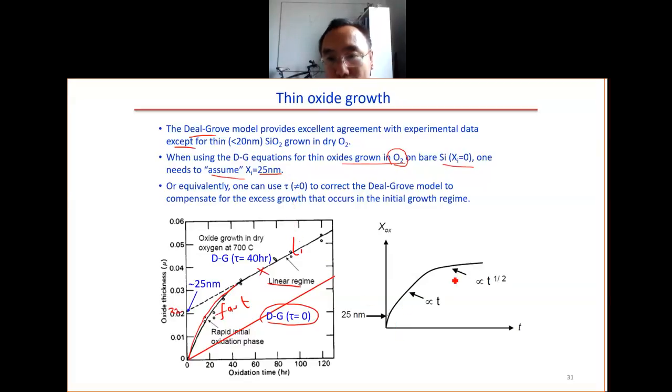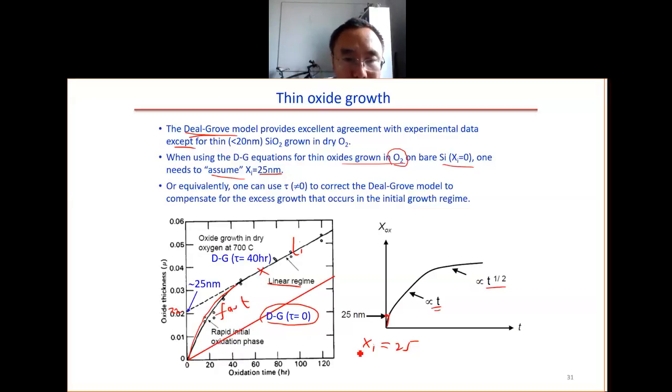You can see here we have very fast growth. So we need to assume xi equal to 25 nanometer. Then we can use the Deal-Grove model. So this is the initial growth, then this is the linear growth, and then it's parabolic growth.